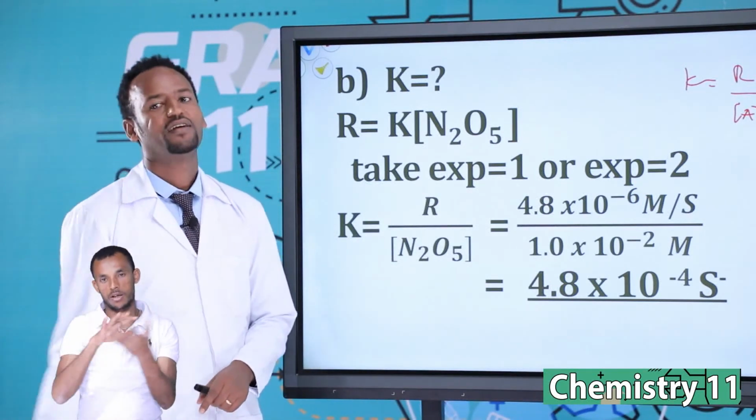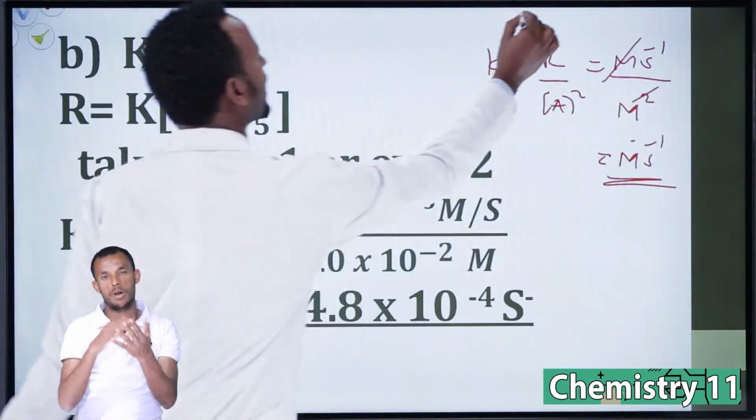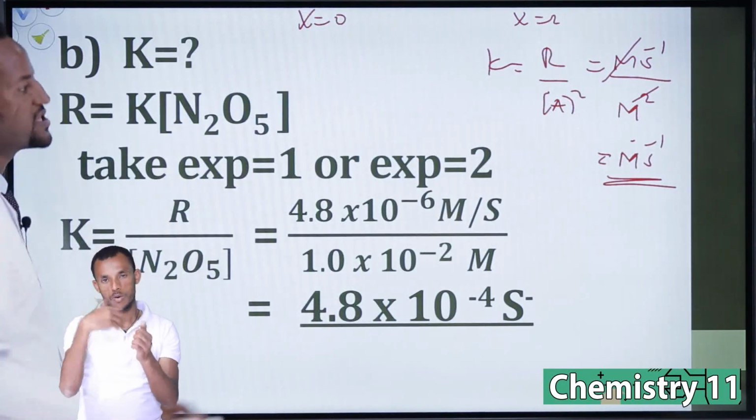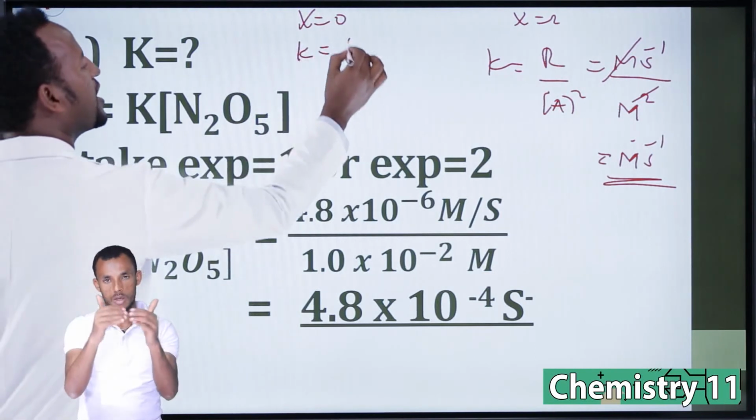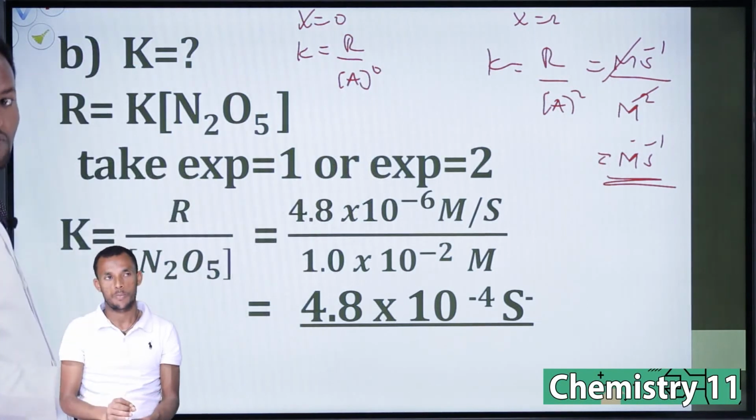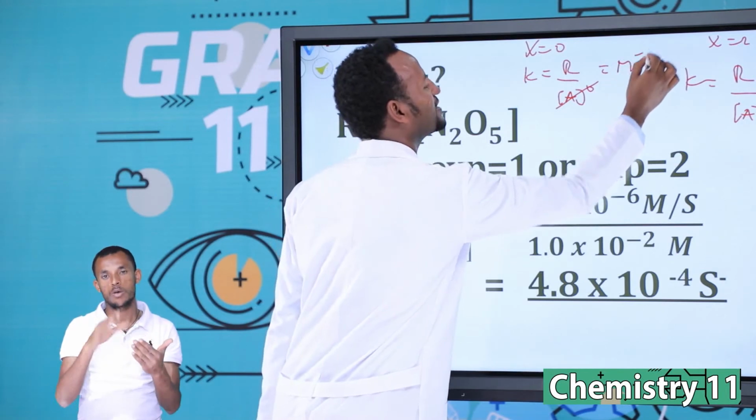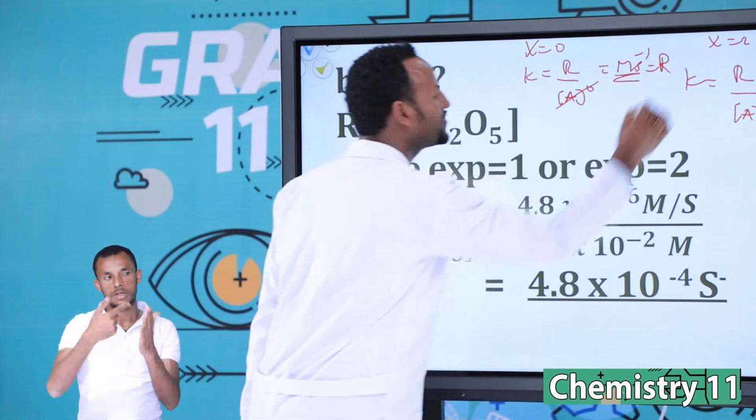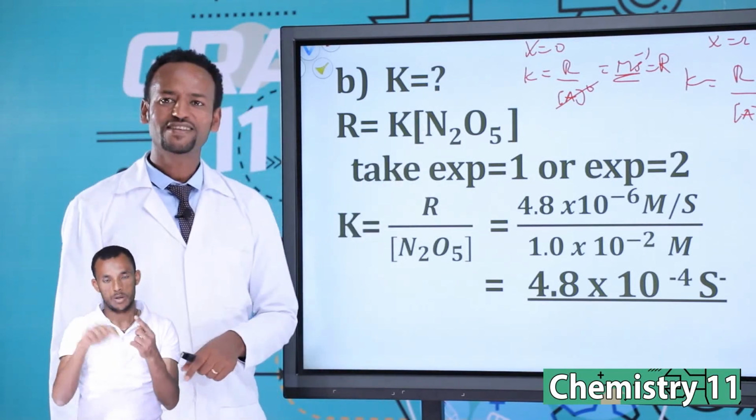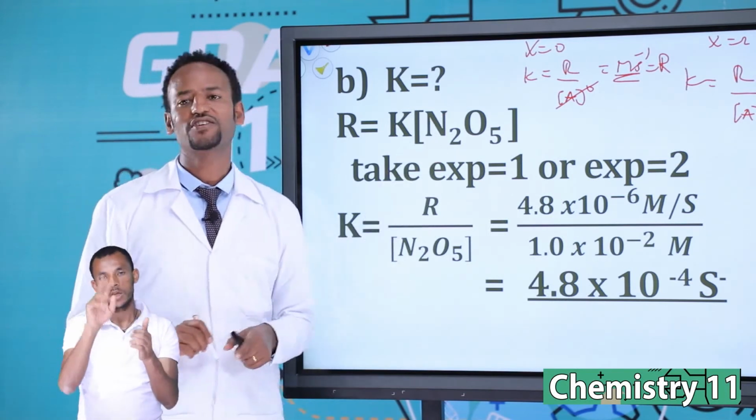Again, if the order of the reaction is 0, for zero order reaction, let's take x is equal to 0, because zero order is again possible. K is equal to R over A to the power of 0. You know A to the power of 0 is already 1. Therefore, this is simply molar per second. This is a unit of what? This is a unit of rate. Which order is similar to rate? Zero order. The unit of zero order rate constant and the unit of rate of reaction is the same.